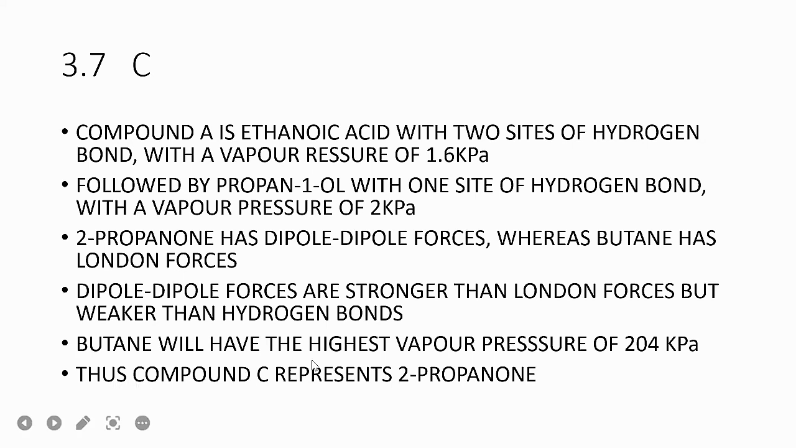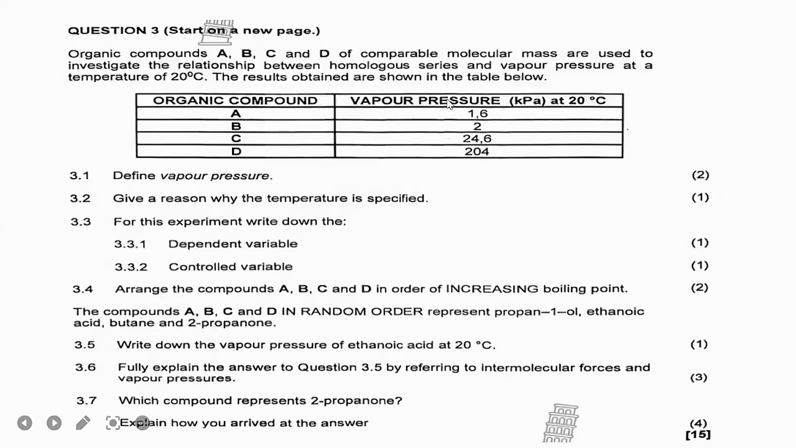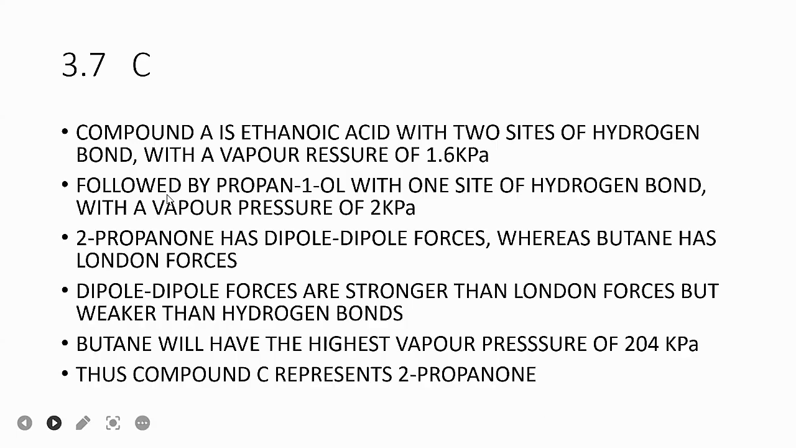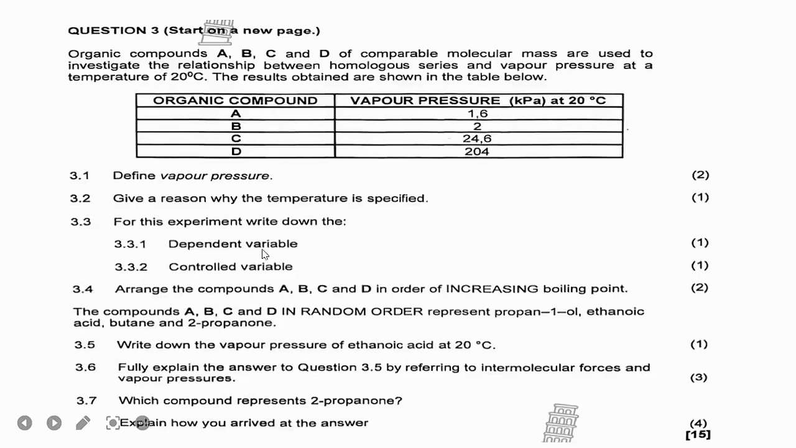Thus, compound C represents 2-propanone, right? Because if we say the 1.6 kilopascals is for the ethanoic acid and the 2 for the alcohol, then this one is for the butane. Then it's obvious that compound C has to be 2-propanone. Right. So that's how we were supposed to tackle this question, guys, for a total of 15 marks.